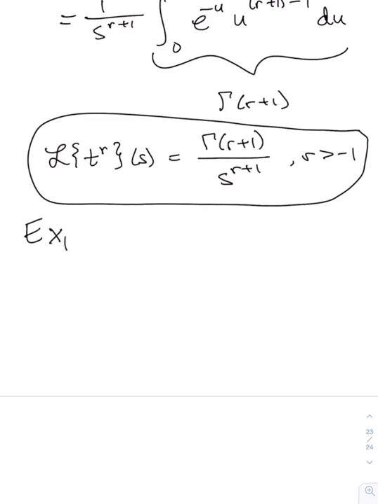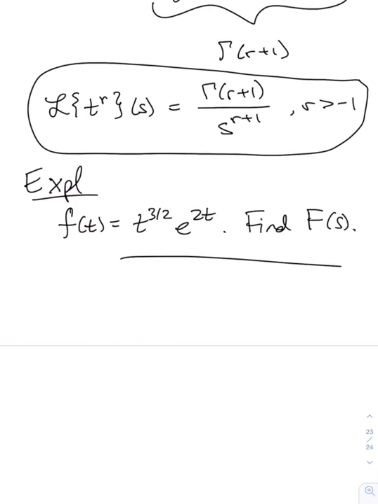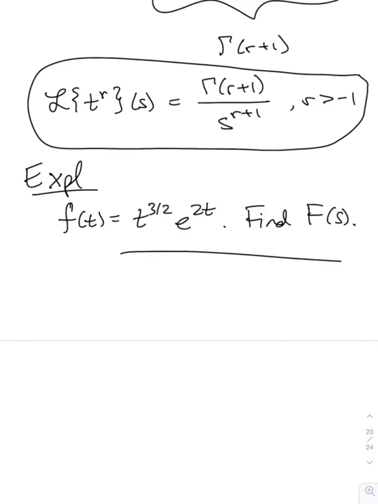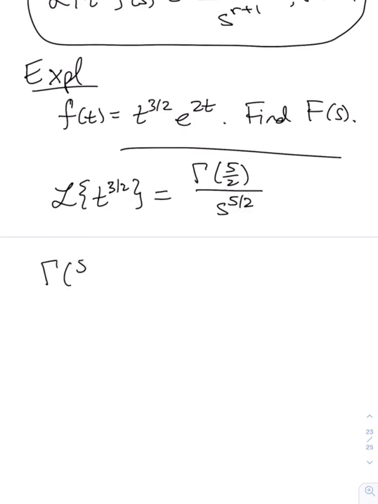Okay, so let's do an example of that. My f of t will be t to the 3/2 times e to the 2t, and I want to find the Laplace transform capital F. So first let's deal with the e to the 2t part later. The first thing I want to do is figure out the Laplace transform of t to the 3/2. According to the formula we just had, it is gamma of 5/2 over s to the 5/2. So I need to figure out what is gamma of 5/2.